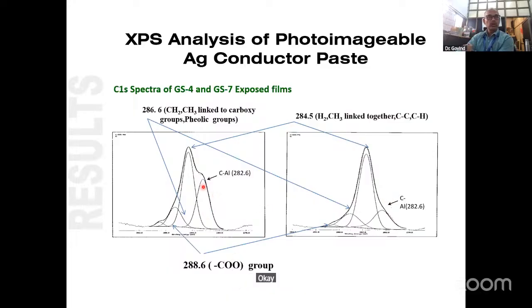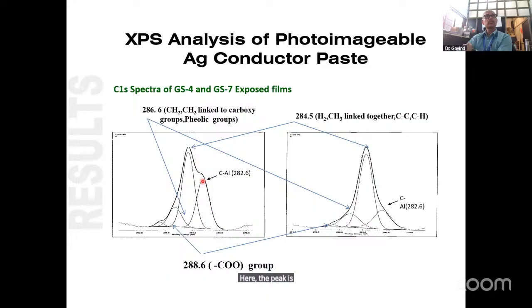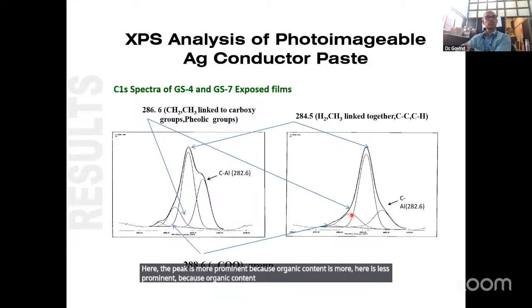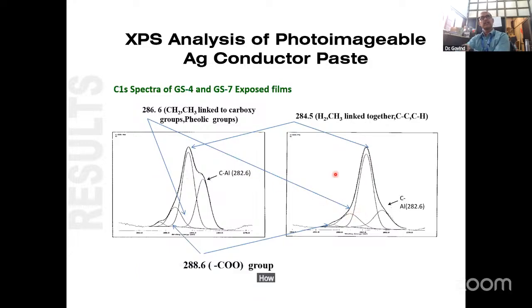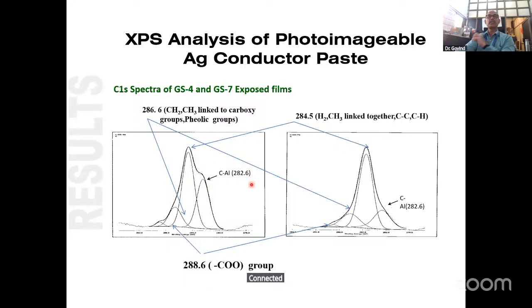Okay, so what we observed here is that one more additional peak came into the picture. Here the peak is more prominent because the organic content is more. Here it is less prominent because the organic content is less, but it still shows that particular peak. How to understand? If you fold this graph at the center of the peak, there is an asymmetry. Where there is an asymmetry, you have to understand there is another functional group connected, observed on the surface of that particular sample.